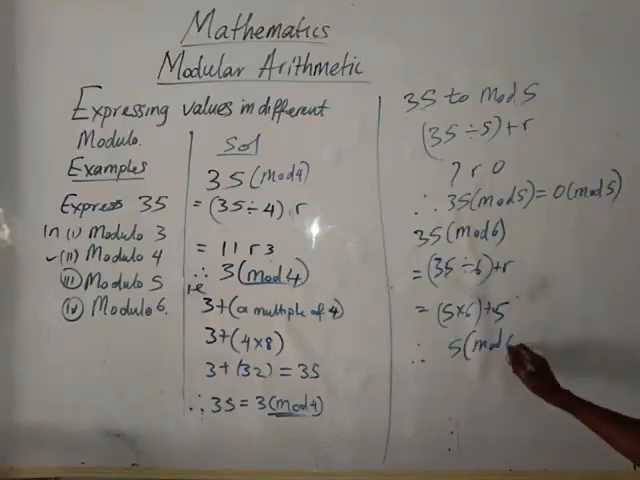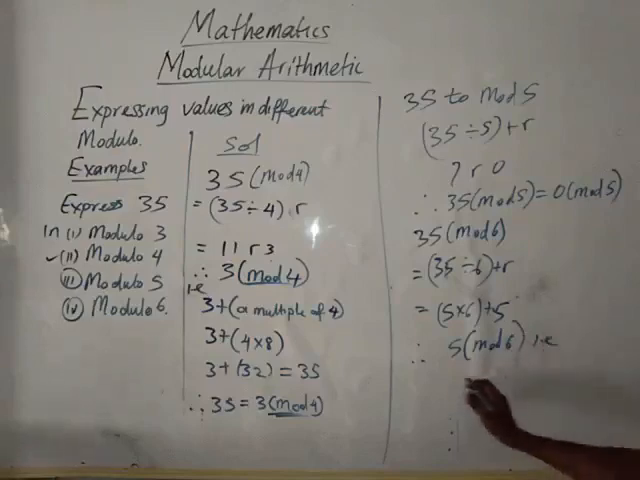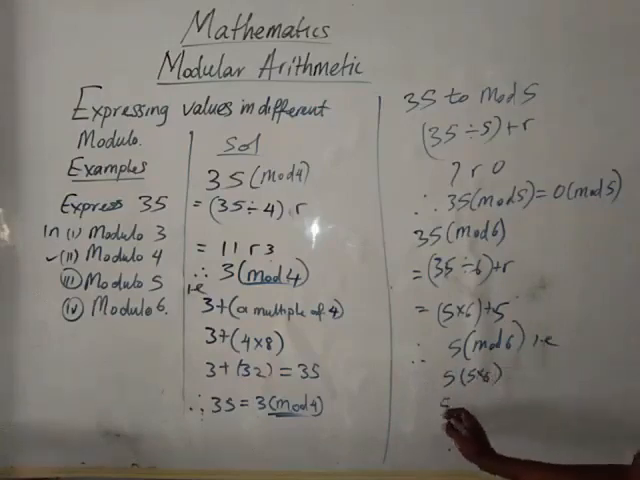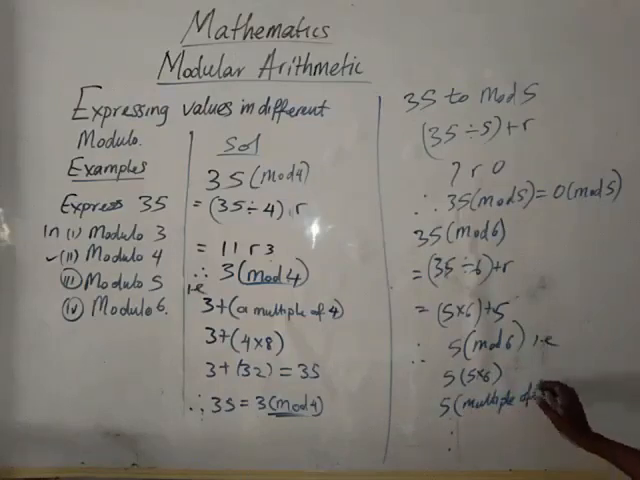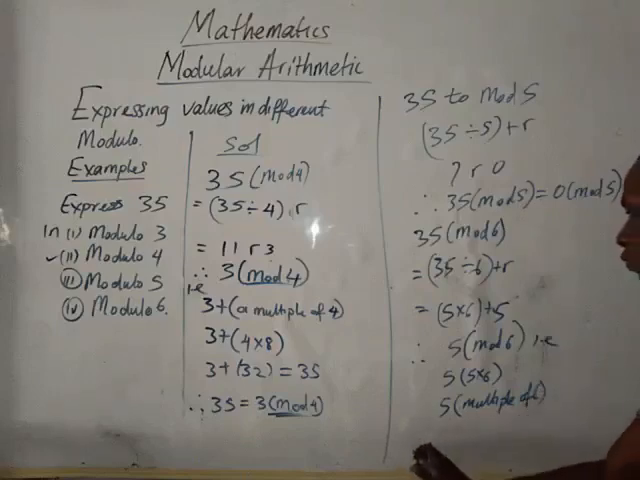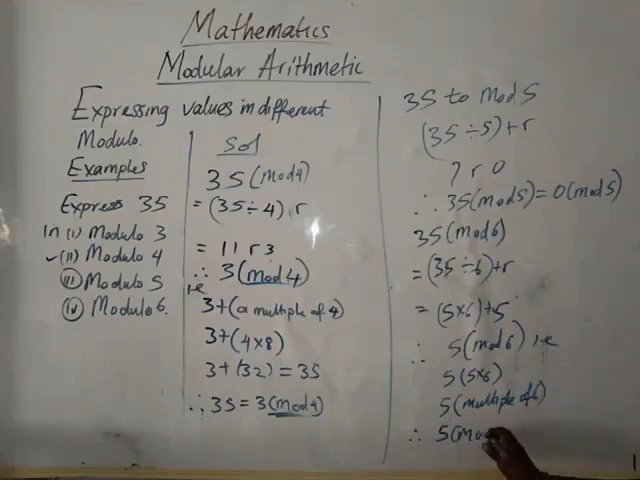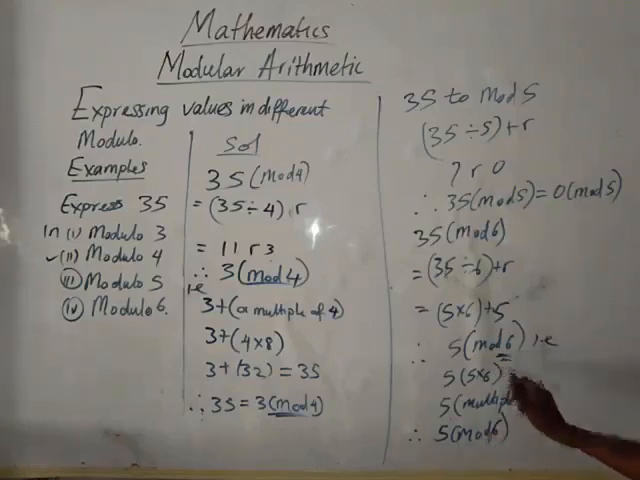mod 6, meaning 5 plus a multiple of 6. So I have 5 mod 6. So meaning I have my answer right here, just using this to explain further.